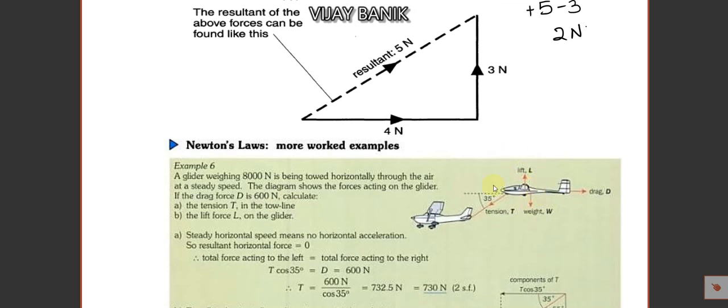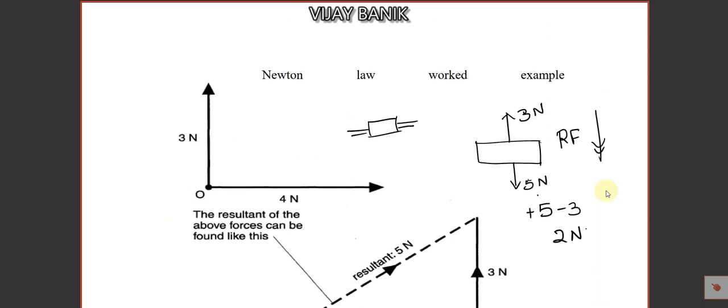Let me show you some examples. Look at this glider over here. See, it has an upward force, it has a force at an angle, and it has a horizontal force as well. How do you solve these kinds of sums? Okay, let's start with the basics.